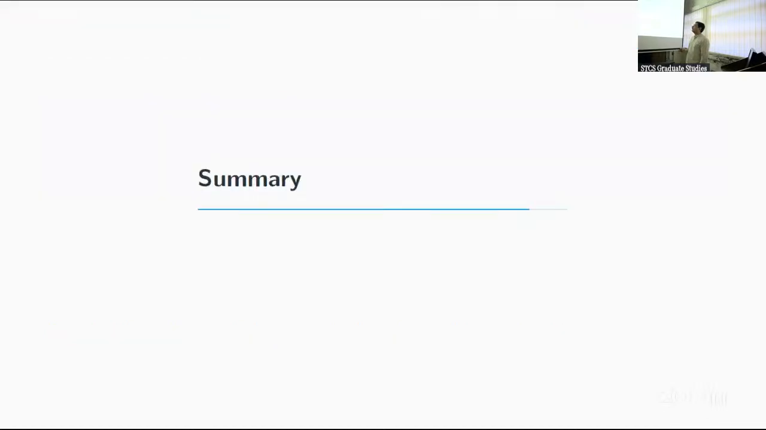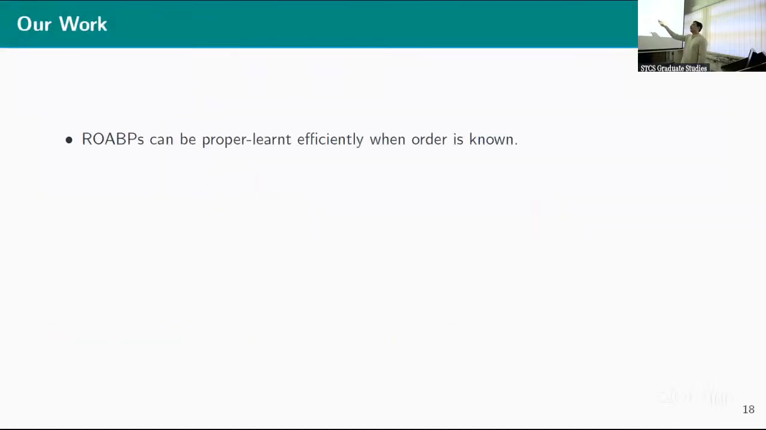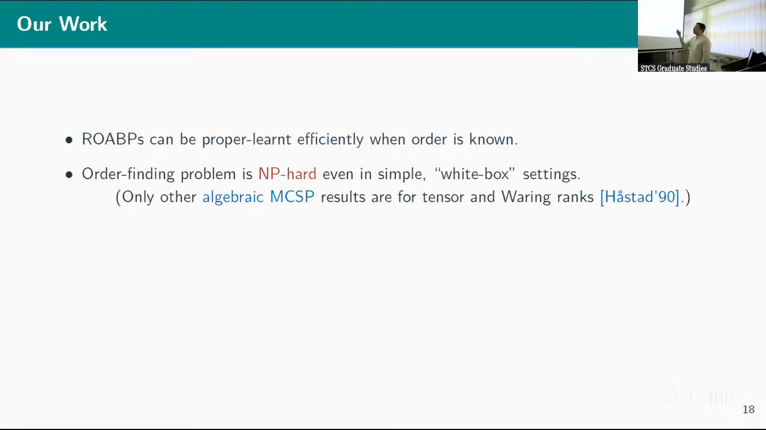So just to recap, ROABPs is that model that I have seen so many times now. They can be properly learned efficiently, in randomized polynomial time, when the order is known. And this is in the worst case. But finding the order, if I don't tell you what the order is, turns out to be NP hard. So in the worst case, this problem is NP hard. You can't properly learn ROABPs.